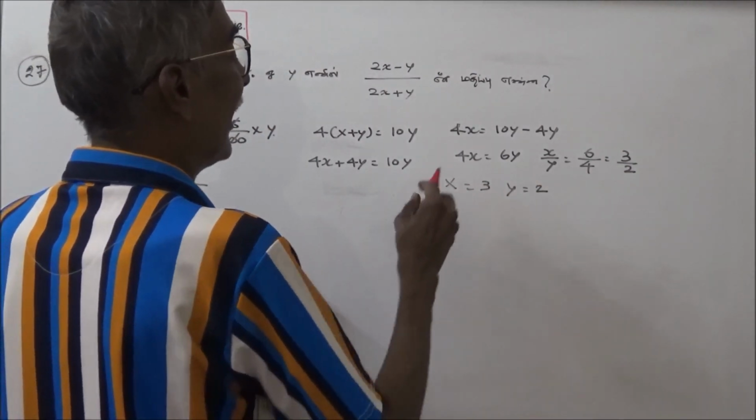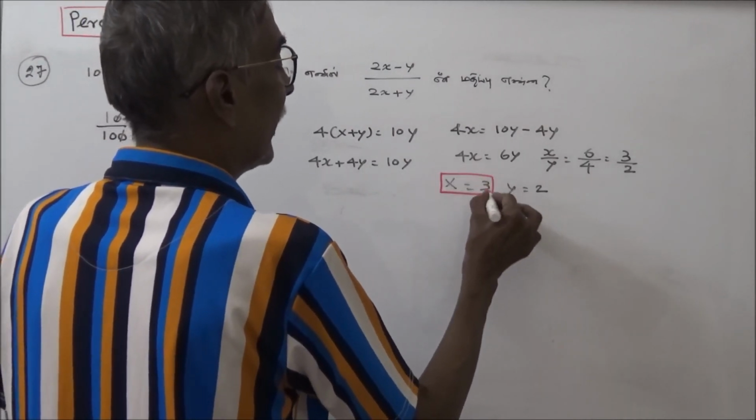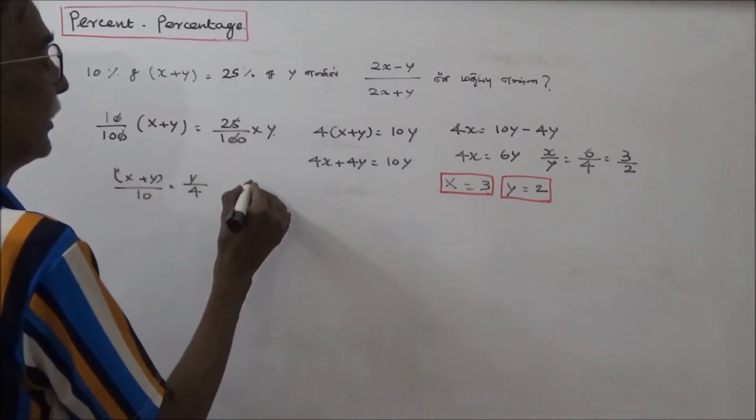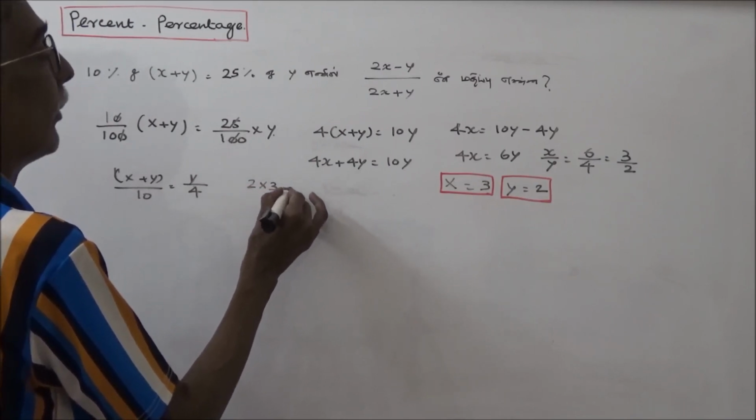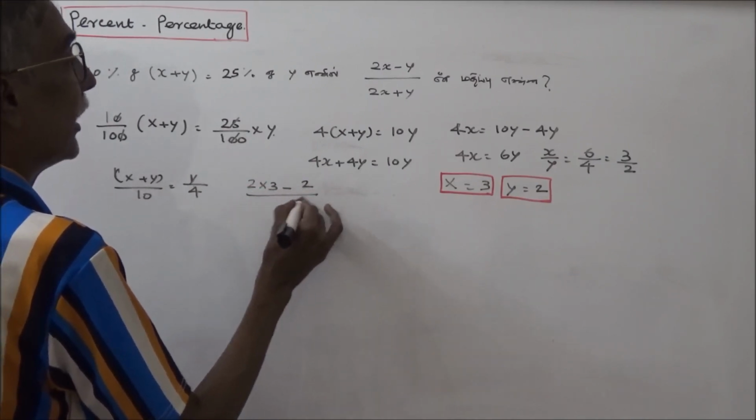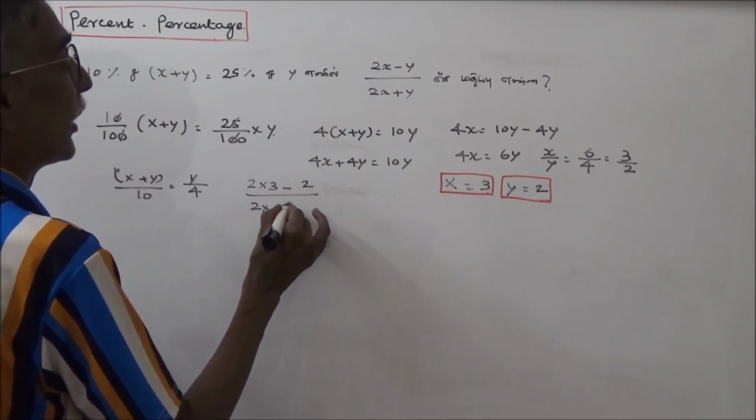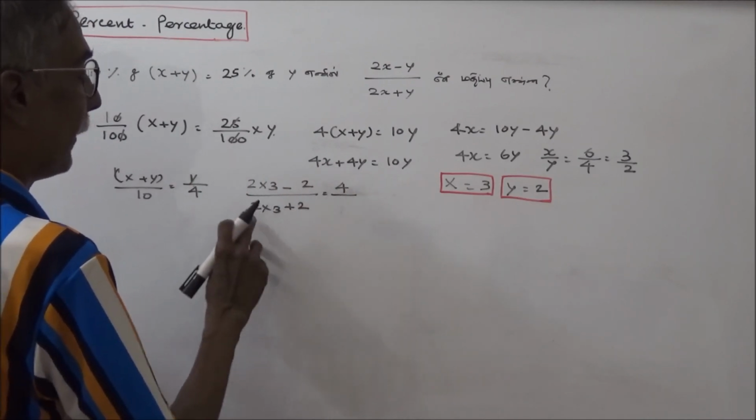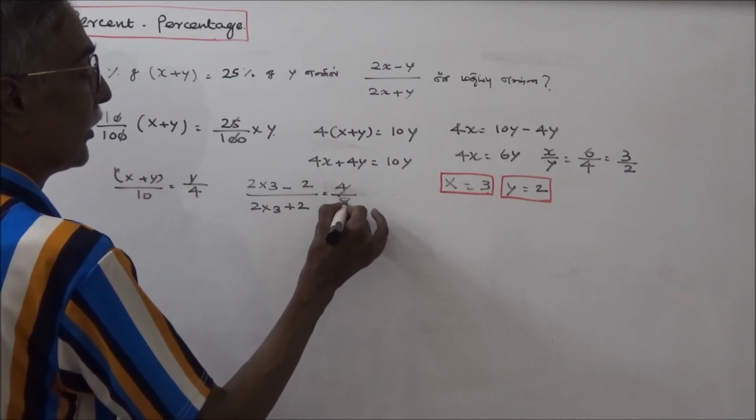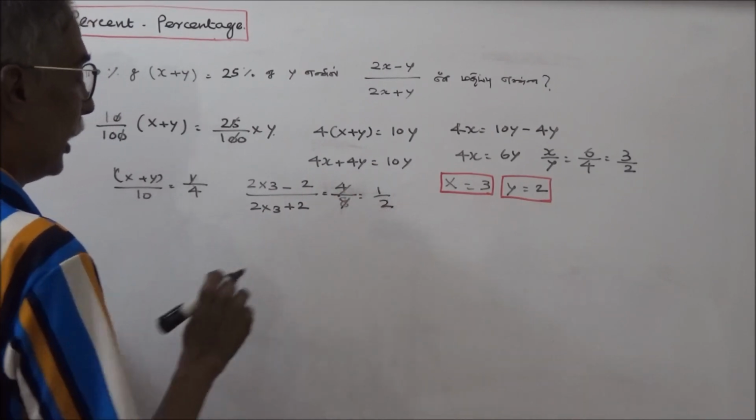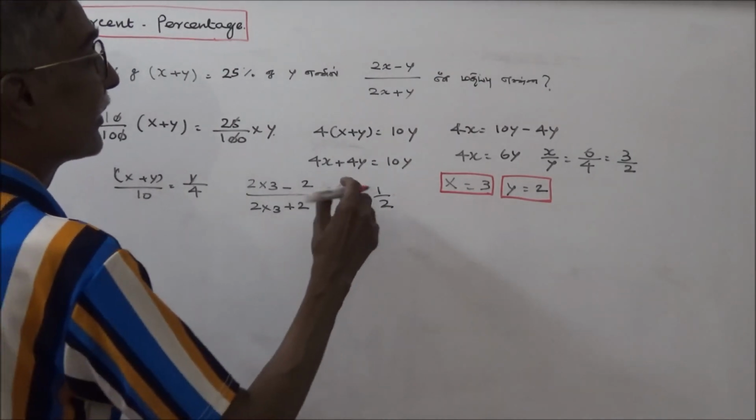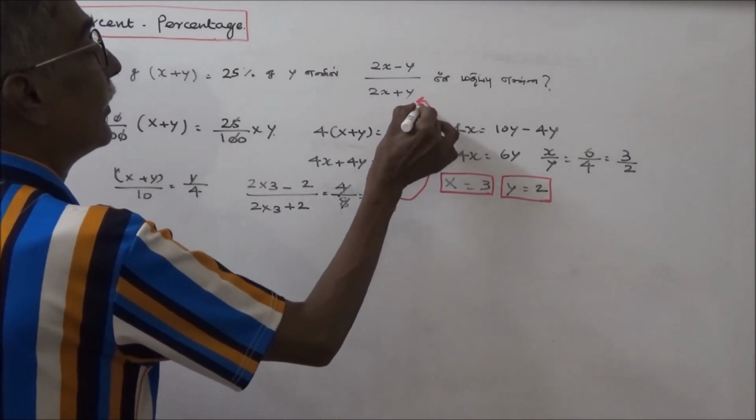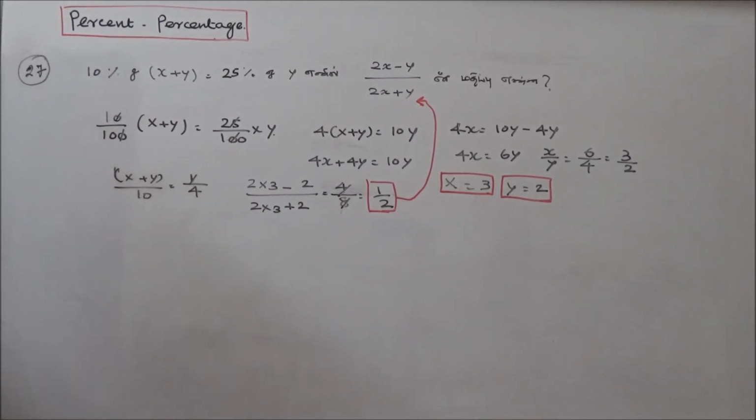So this is the value of x and y. This is x, this is y. The question is, find the value of 2x minus y by 2x plus y. 2 into 3 minus 2 divided by 2 into 3 plus 2. So 6 minus 2, that is equal to 4, by 6 plus 2, that is 8, that is equal to 1 by 2. The value of (2x minus y) by (2x plus y) is 1 by 2. This is the answer.